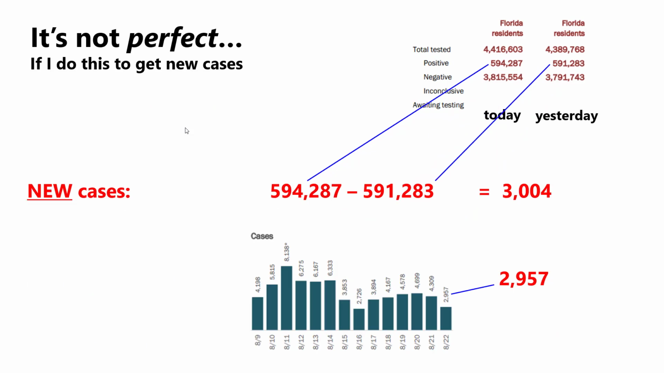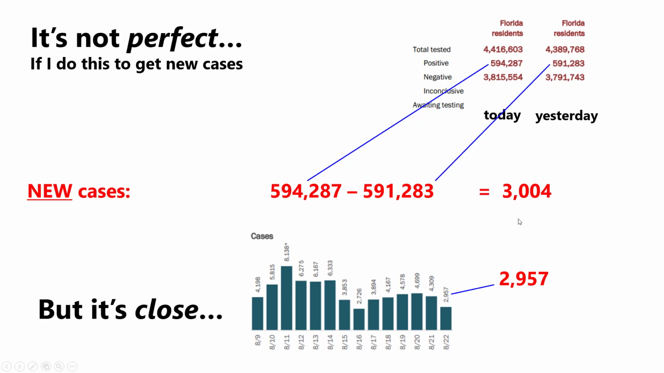So if I were to have used this methodology, the same methodology of using today's report and yesterday's report and doing some subtraction to get the total number of new cases today, or new people testing positive, this is how I would have done it, right? I would just take the total number of positive people from today's report minus the total number of positive people from yesterday's report, and I would have gotten 3,004. But if I would just go to the county level report and looked at the total number of new positives today, I would have gotten 2,957. So again, it's not perfect, but it's very close.